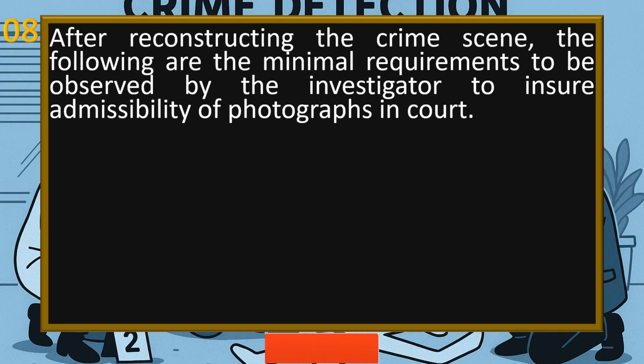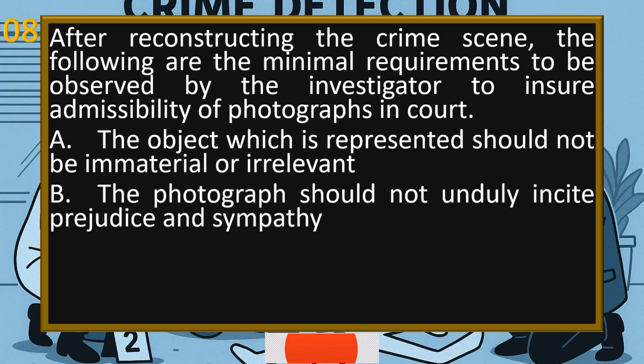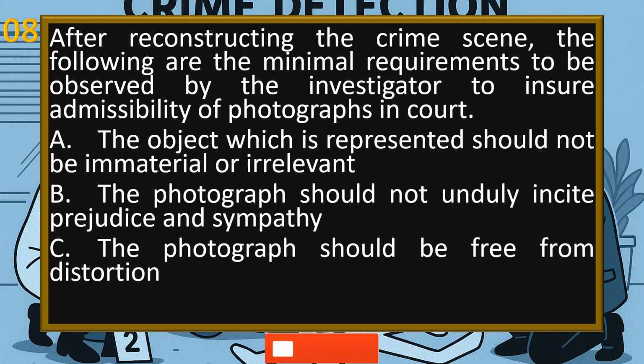After reconstructing the crime scene, the following are the minimal requirements to be observed by the investigator to ensure admissibility of photographs in court. A. The object which is represented should not be immaterial or irrelevant. B. The photograph should not unduly incite prejudice and sympathy. C. The photograph should be free from distortion. D. All of the above.